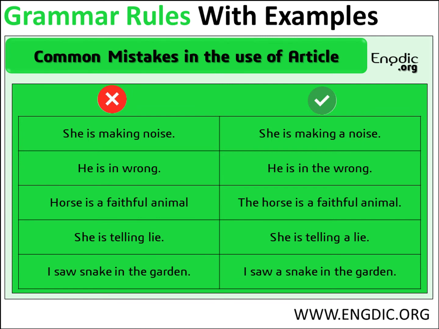And then there are some grammar rules with articles. You can see here, she's making noise, not she is making a noise. He's in the wrong way. Horse is a faithful animal, it's wrong. The horse is a faithful animal. She is telling a lie, not she is telling lie. I saw a snake in the garden, not I saw snake in the garden.